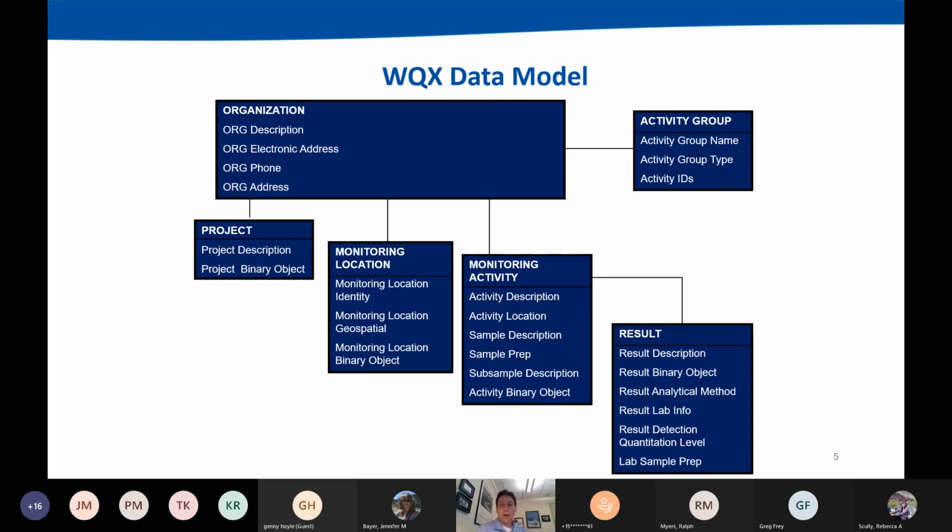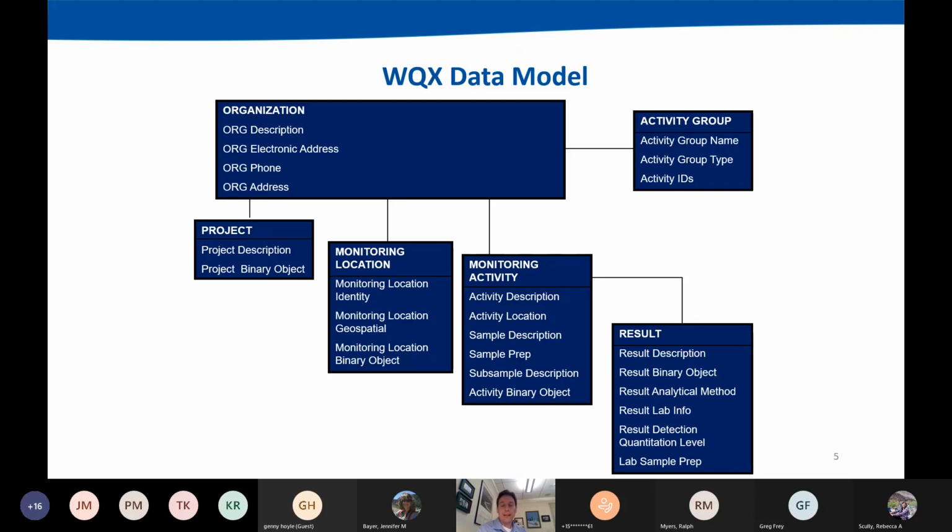The core of the WQX data model is in these last two boxes, the monitoring activity and the result. Monitoring activity is essentially a sample. We use this broader term activity because you can do more than just sampling. For example, you might be taking a field measurement. Maybe you're doing a dissolved oxygen reading or a temperature reading in the field. We also capture things like biological sampling. So maybe you're doing fish tissue analyses or sediment analyses, or maybe you're doing a biological sample where you are evaluating the benthic macroinvertebrate biota.